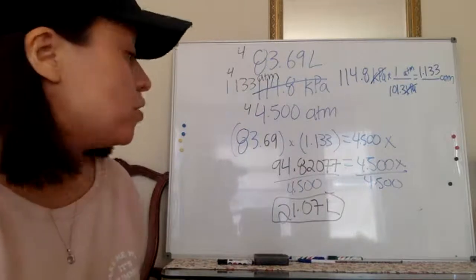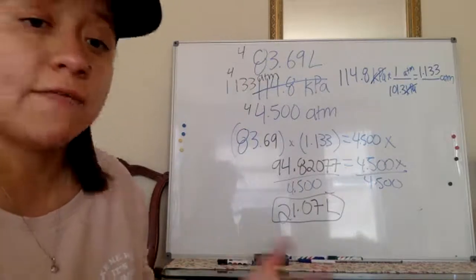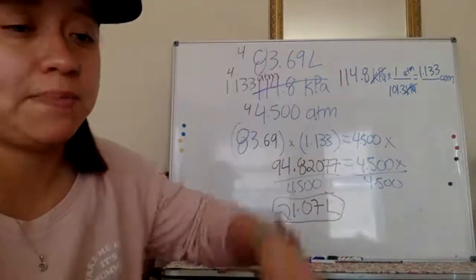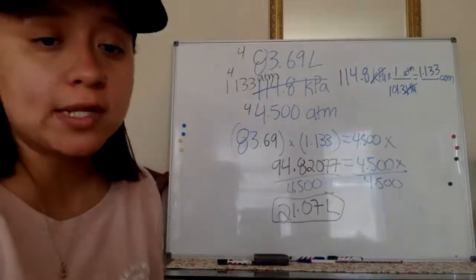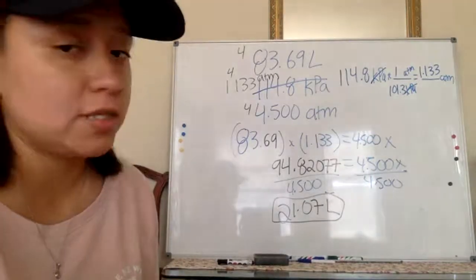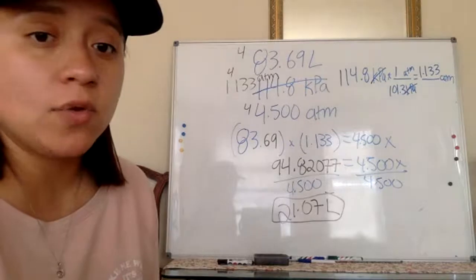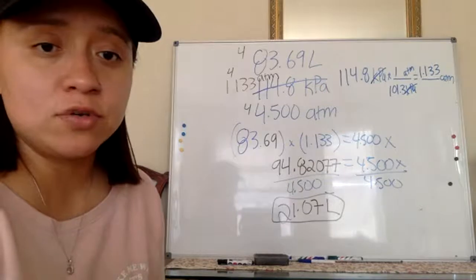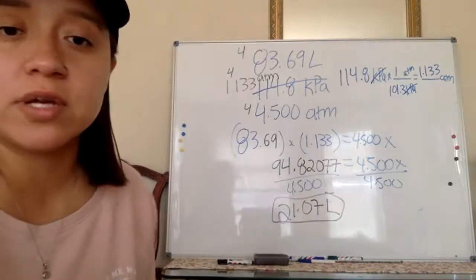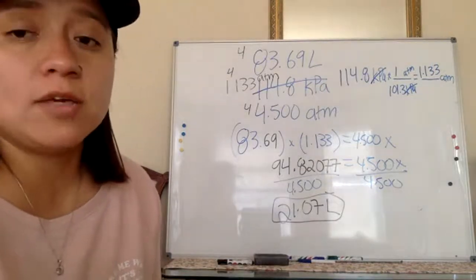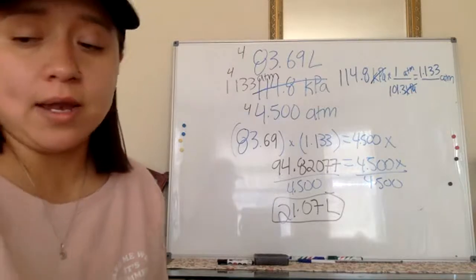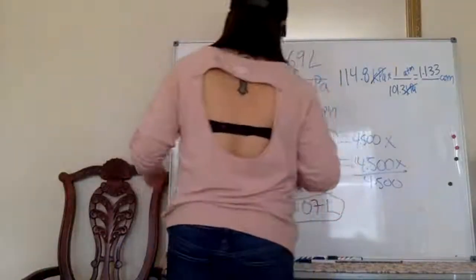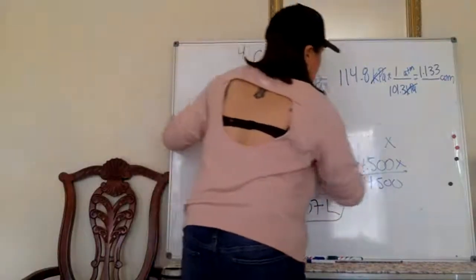Now, I want you to know that if you switched ATM to kPa instead and kept everything as kPa, you should still get the same answer. You should still get 21.07 no matter what unit of pressure you're using, ATM or kPa. You don't have to switch to the first one; you can switch whichever one you want and still get the same answer. I'm going to erase this real quick and switch the other one so you can see.